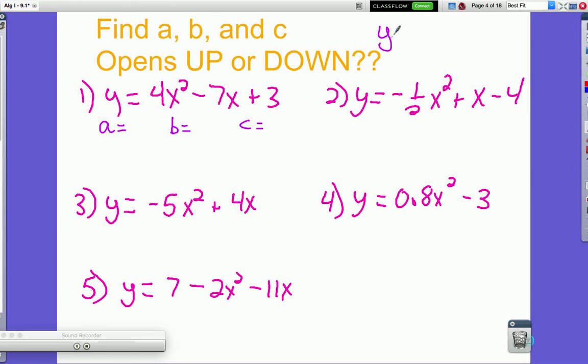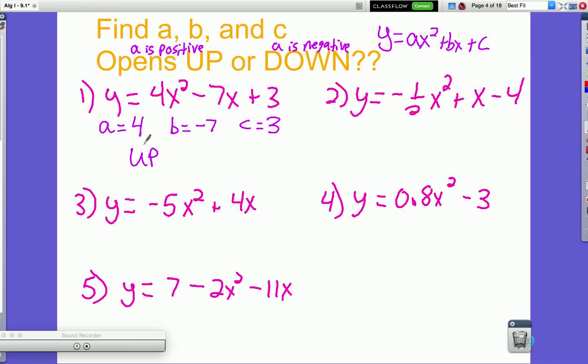If we look at this basic equation, A is the number before x squared, so A is 4. B is the number before x, so B is negative 7, and C is just our number, which is 3. Now, it opens up if A is positive, and it opens down, remember, if A is negative. That's all we look at. A is 4, it's positive, so it opens up.